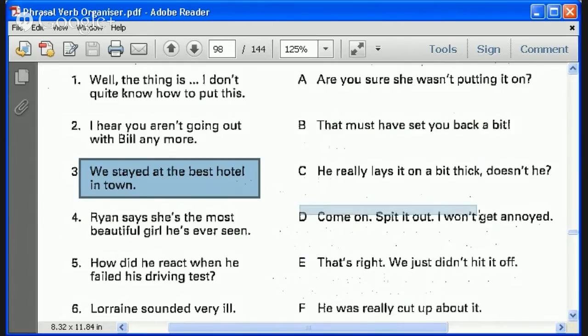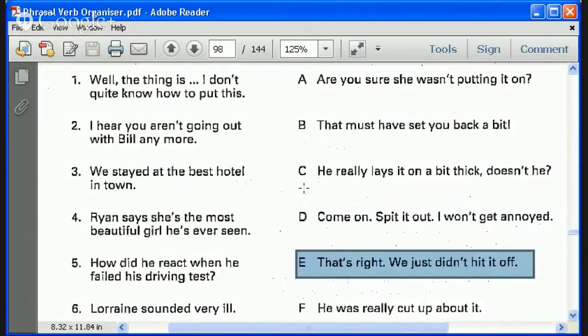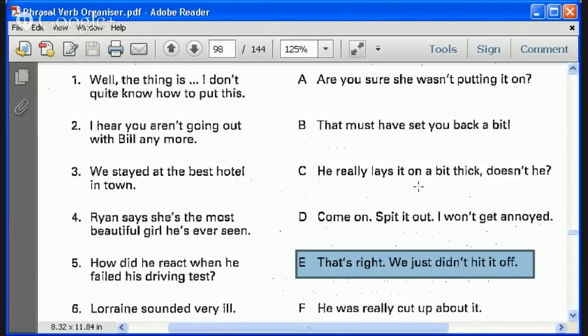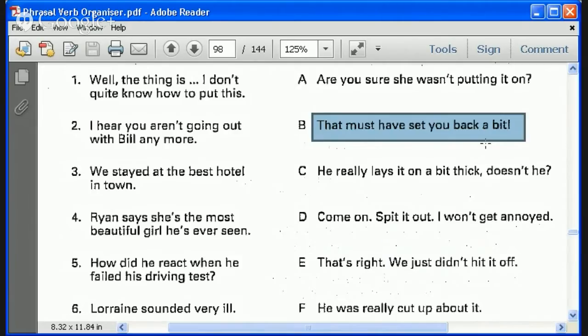Okay, we've used D and E already. So, which one of the other answers? You could take a guess. 25% chance of being right. That B must have set you back a bit. Okay, and actually, you are correct. Set you back.